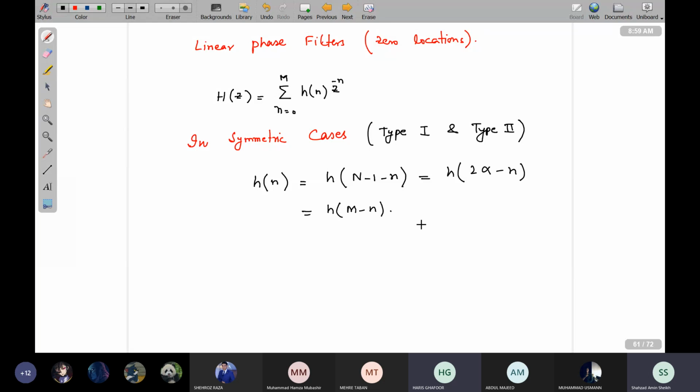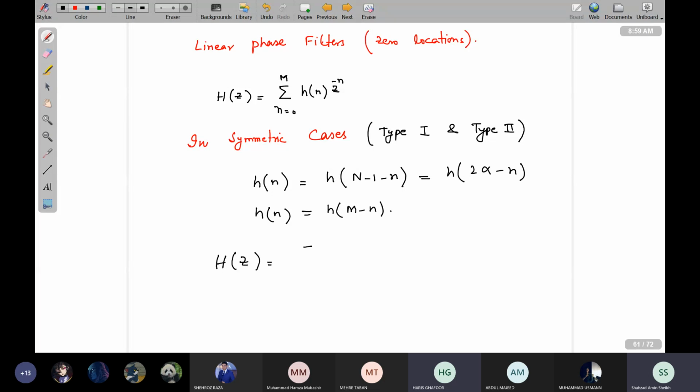So all these are same, and as we are using m, we will be using this thing, h of n is equal to h of m minus n, just replacing h of n with h of m minus n, because we are talking about type 1 and type 2 filters, and that's the condition for type 2 filters of even symmetry. So let's move there.